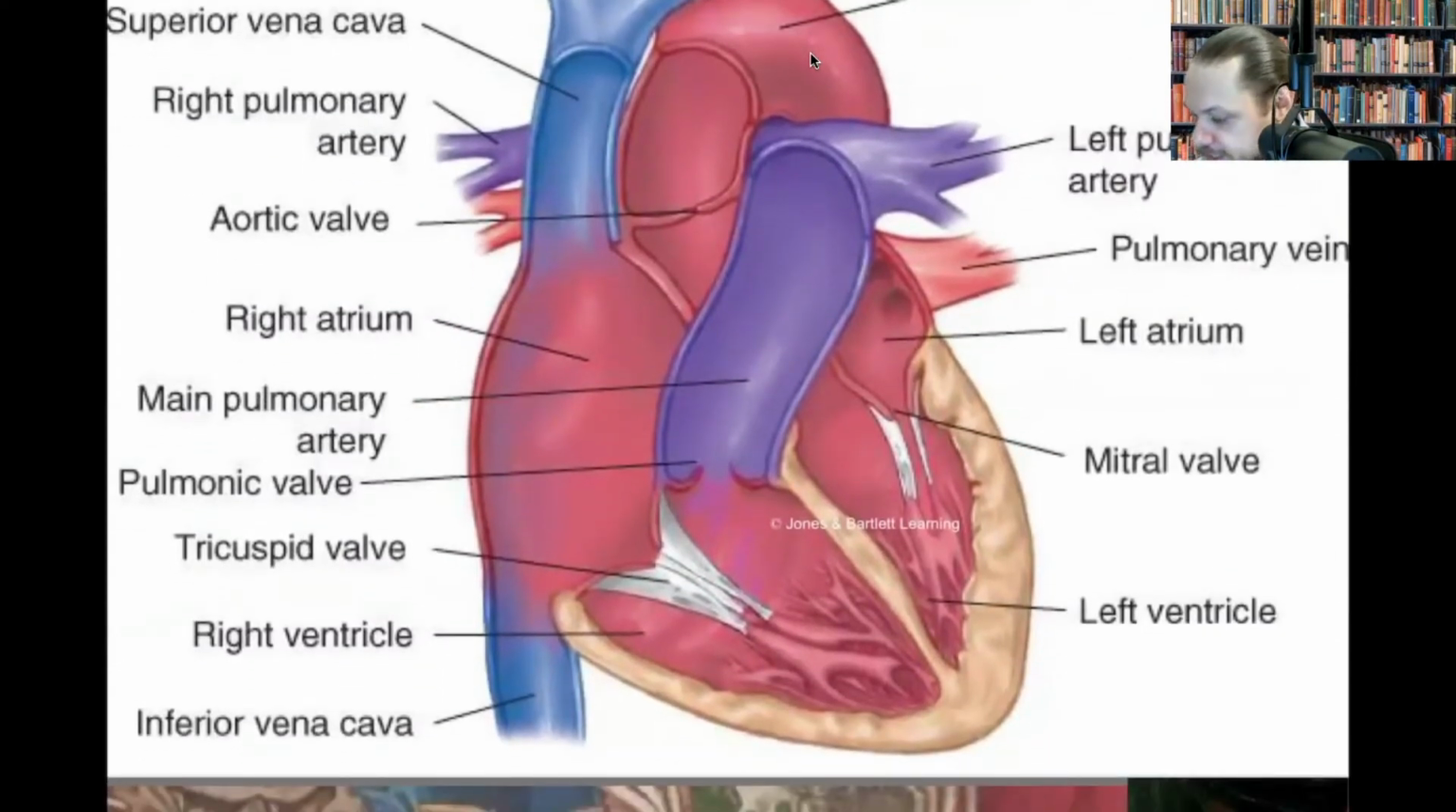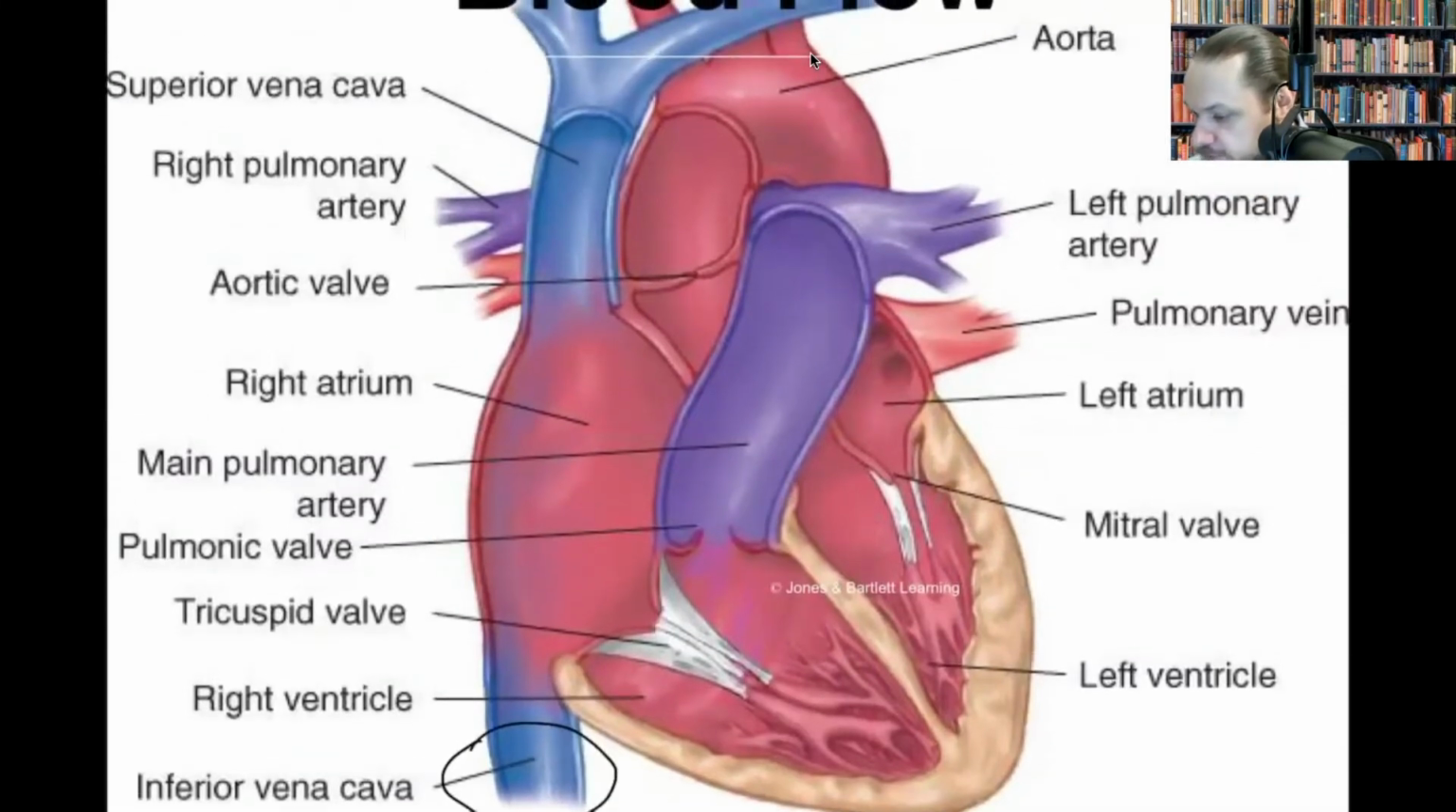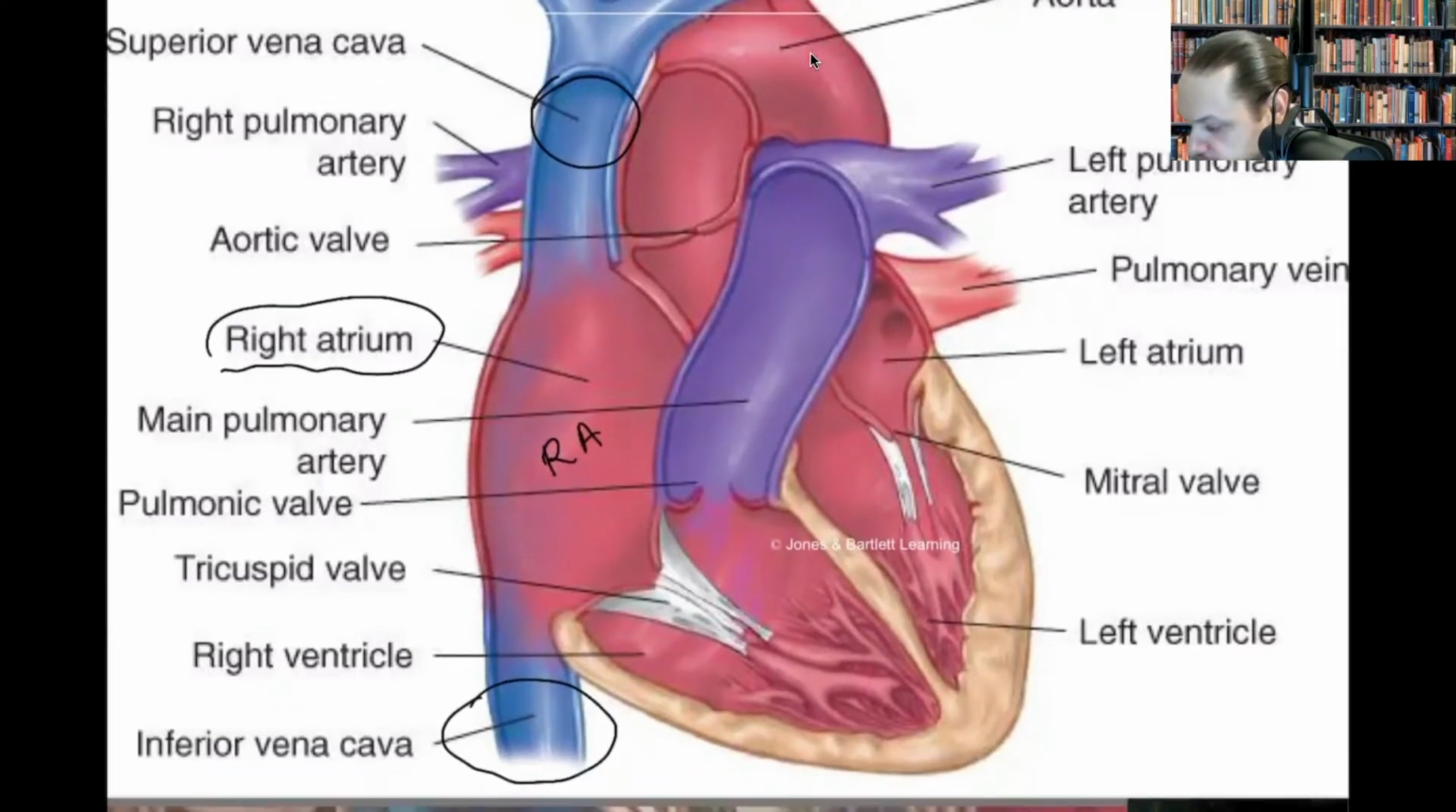So we have the inferior vena cava here, and here you have the superior vena cava. These are your major veins, and they drain into the right atrium. So the blood comes in from your body, below and above, from the superior vena cava and inferior vena cava, the major veins, and it goes into the right atrium. From the right atrium, it goes into the right ventricle.